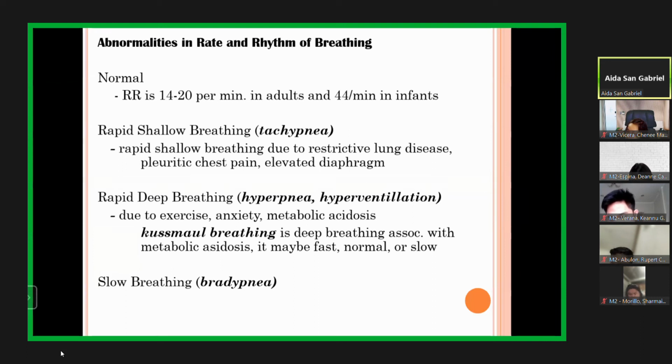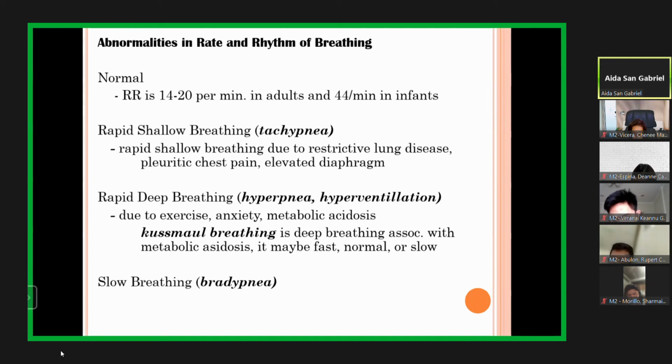Rapid shallow breathing, you call that tachypnea. So from this point now, you use your correct medical terms. For rapid shallow breathing, you call that tachypnea. This is due to restrictive lung disease, pleuritic chest pain, and elevated diaphragm. Rapid deep breathing, you call that hyperpnea or hyperventilation. Rapid deep, in contrast to rapid shallow, tachypnea. This may be due to exercise, anxiety, metabolic acidosis.